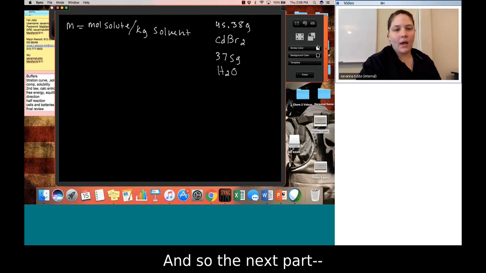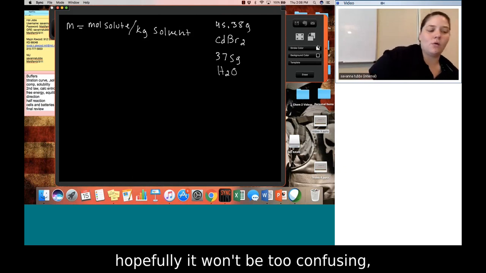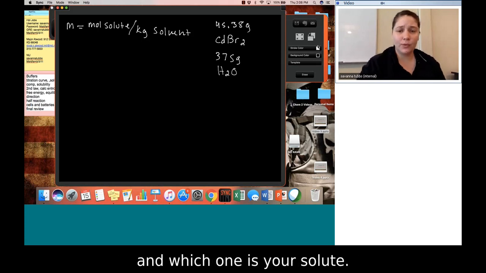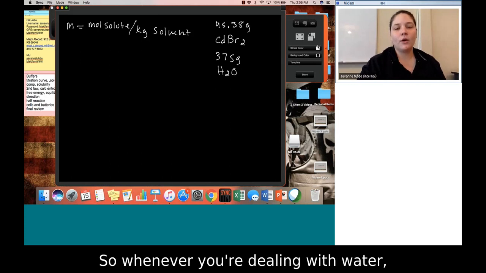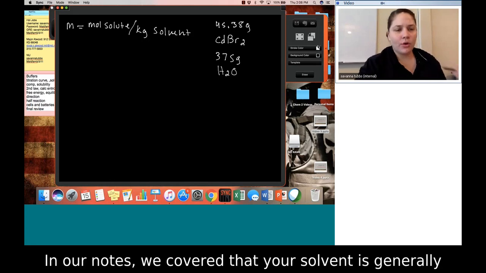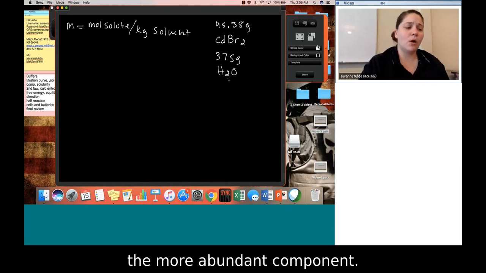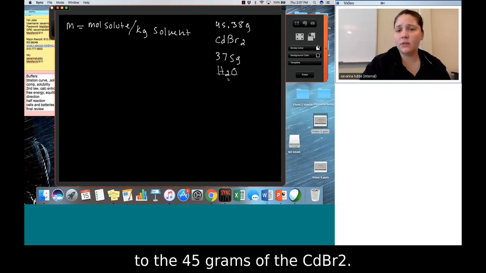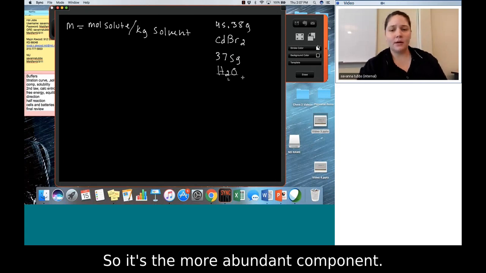And so the next part, hopefully it won't be too confusing, but you have to determine which one is your solvent and which one is your solute. Whenever you're dealing with water, it's generally going to be your solvent. It's going to be the thing that is dissolving. As another thing, in our notes we covered that your solvent is generally the more abundant component. So as you can see, we have 375 grams compared to the 45 grams of the CdBr2. So it's the more abundant component.